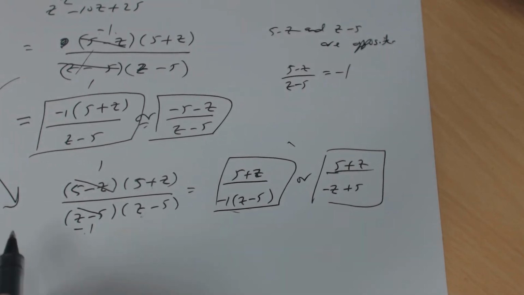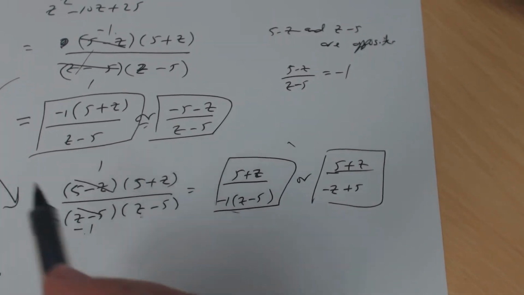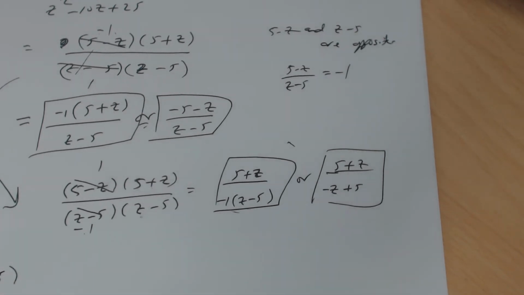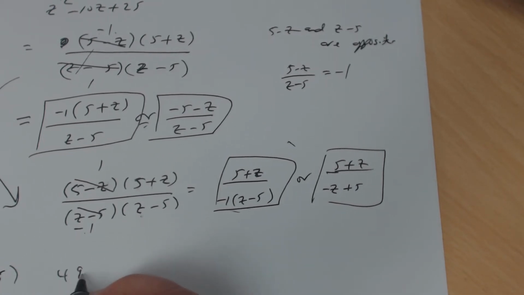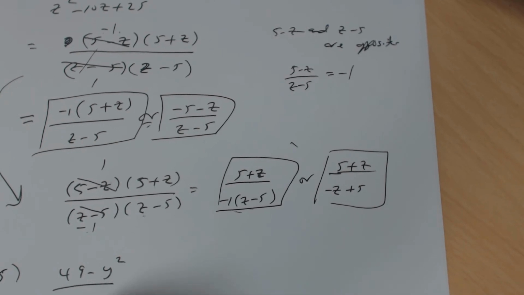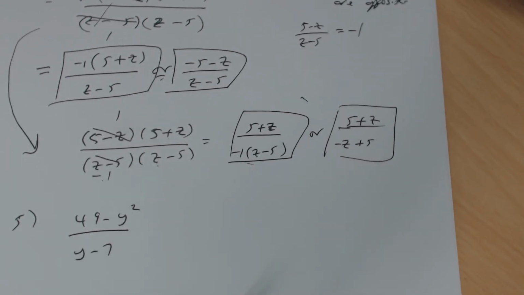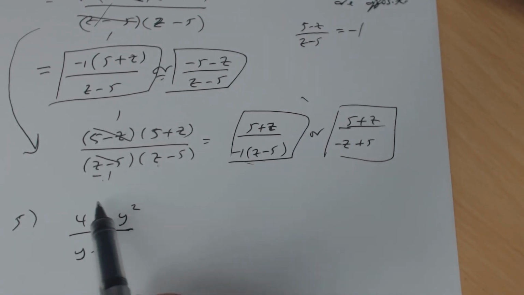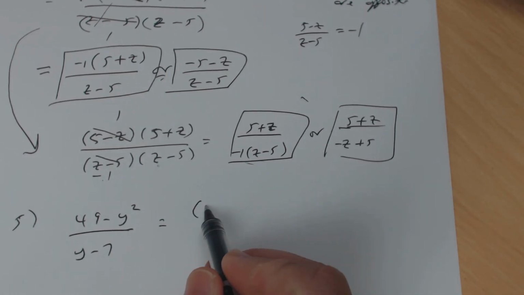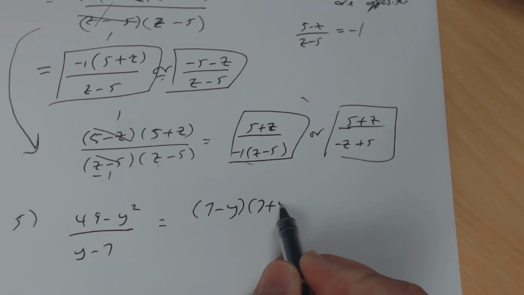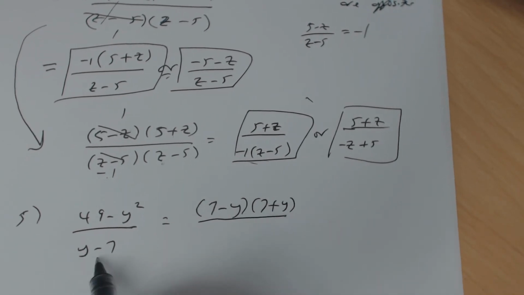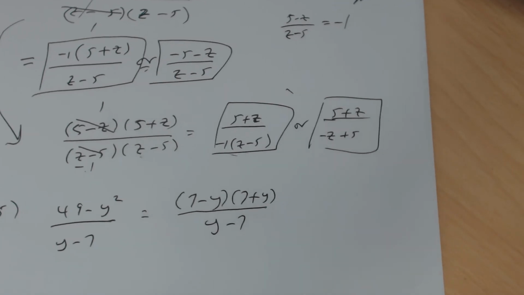Okay? All right, number 5. We have 49 minus y squared divided by y minus 7. Okay, so you need to recognize that the numerator is the difference of two squares. And so I can factor this as 7 minus y times 7 plus y, just like this, all over the denominator, which is y minus 7.